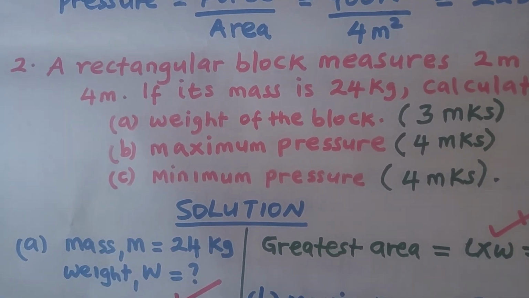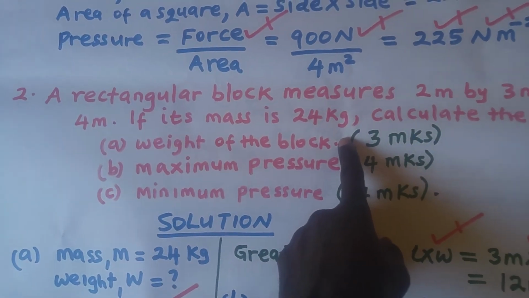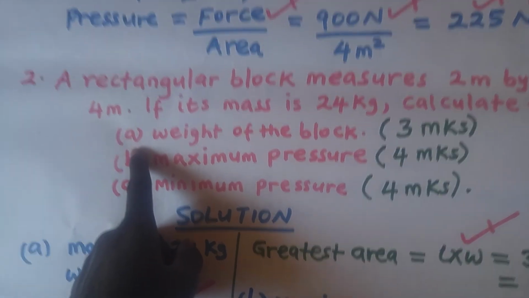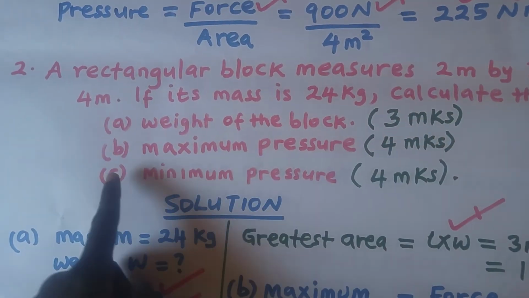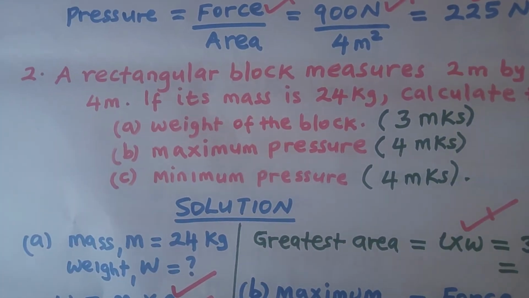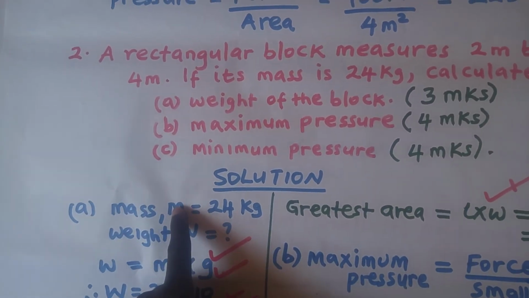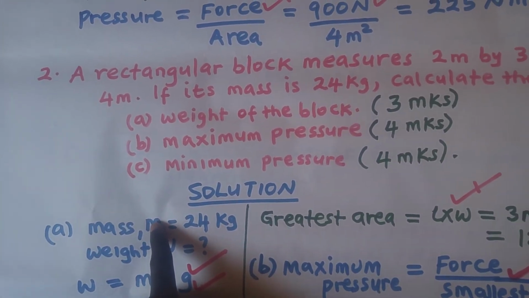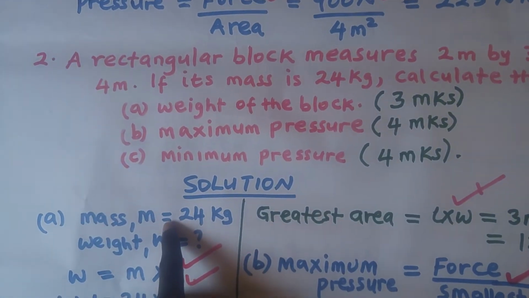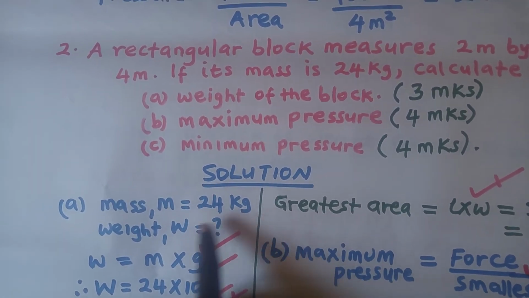And it's saying if the mass of that block is 24 kilograms, calculate part A, the weight of the block, B, the maximum pressure, and then C, the minimum pressure. So what do we do? We begin with the weight. Since we know the mass is 24 kilograms, you see the mass is here. By the way, the SI unit of mass is kilograms, so our mass is already in kilograms. Now we want the weight.